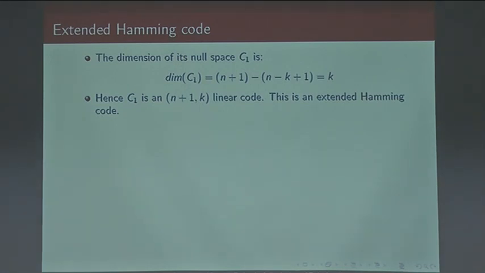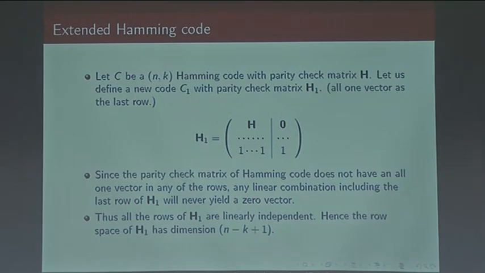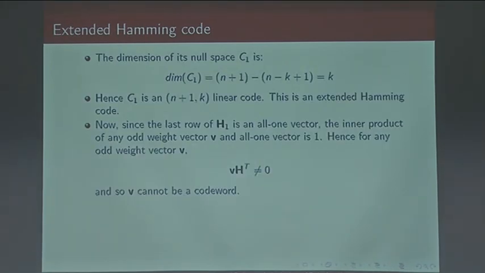And what is that parity bit? Again, you can go back and do v H transpose should be 0. You will get a condition that this code will have all even codewords. Same thing, since the last row is an all-one codeword, the inner product of any odd weight codeword with the all-one codeword is 1. So that is not possible. So this extended code only has even weight.